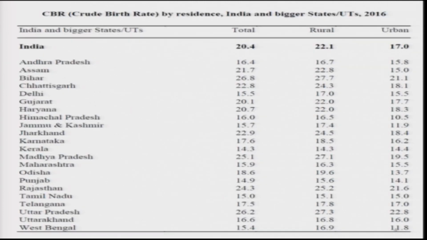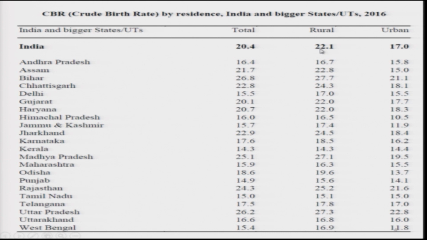Here is a picture of crude birth rate in India according to residence and state, and these figures I have taken from sample registration scheme. Crude birth rate of India as a whole is 20.4, and this is pertaining to year 2016, which means that if you take all the births that took place in India in 2016, divide by average population or mid-year population, population on 1st July in India, and multiply it by 1000, you will get 20.4.